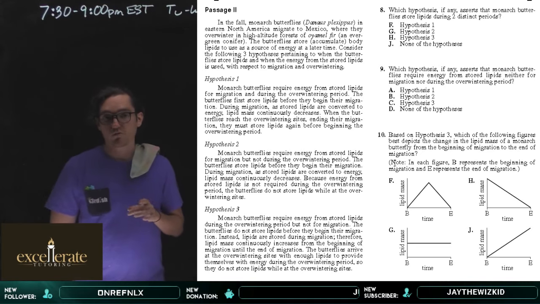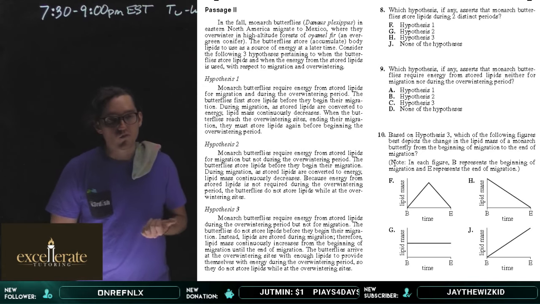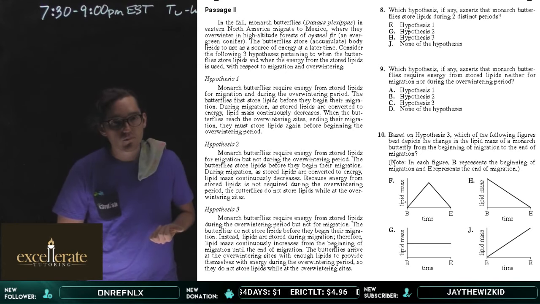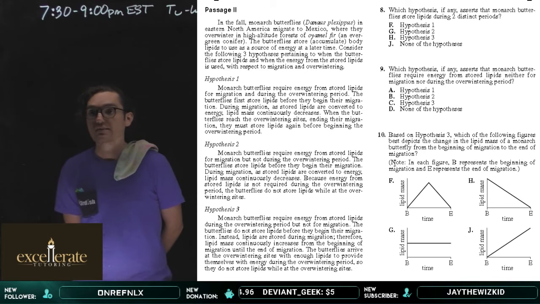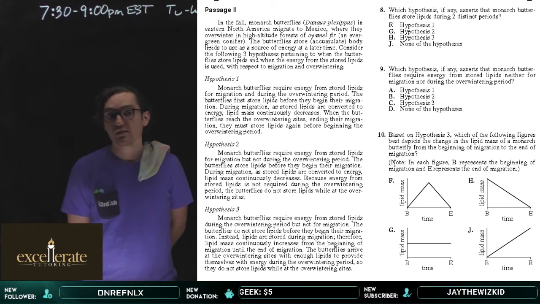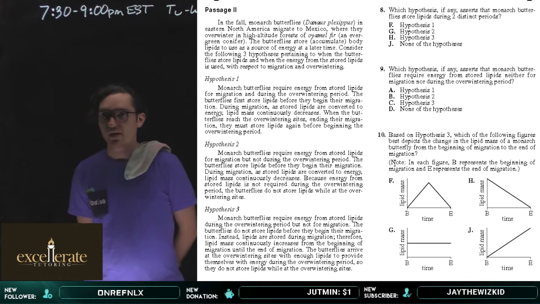I'm just going to scan through the rest of this. The butterflies do not store lipids before they begin the migration. Instead, lipids are stored during migration. Therefore, lipid mass continuously increases from the beginning of migration till the end of migration. Now, that's different. I wasn't totally confident. My guess was that it was going to be G, but now that I'm looking at the evidence, it looks like it increases throughout the migration, so it's going to be J.